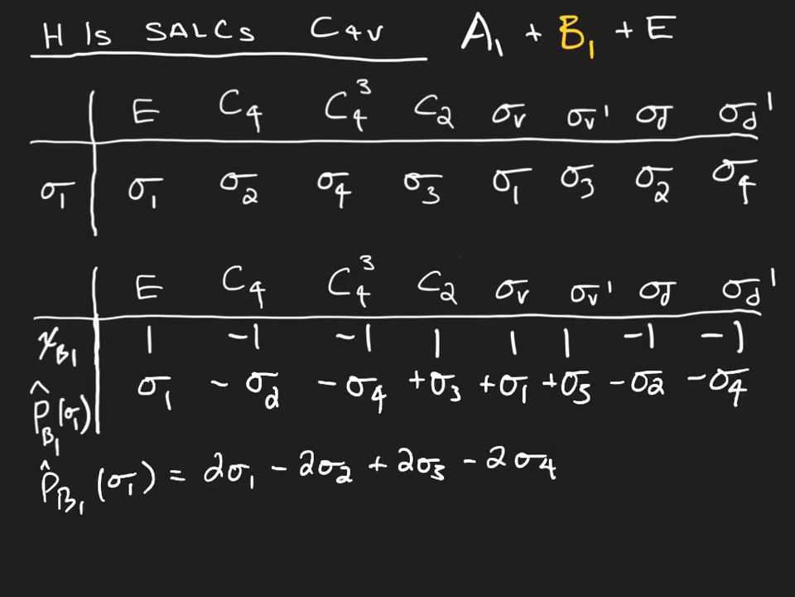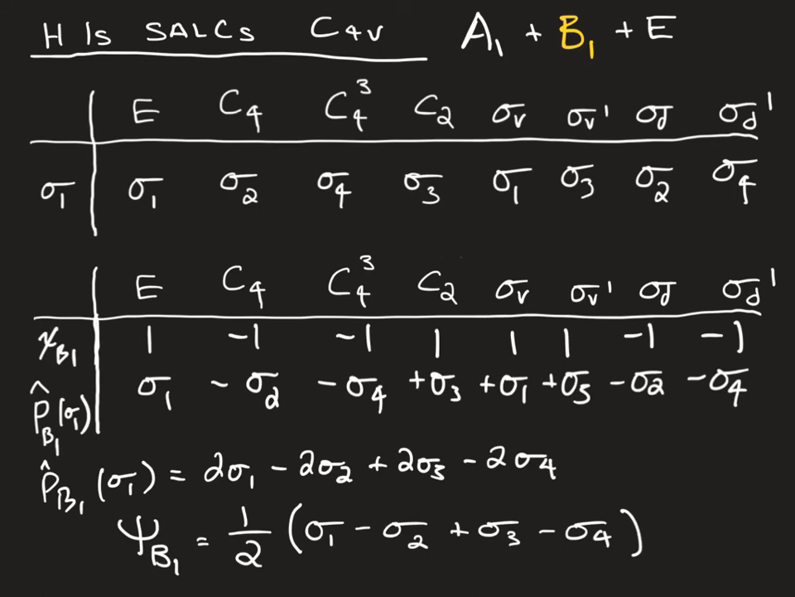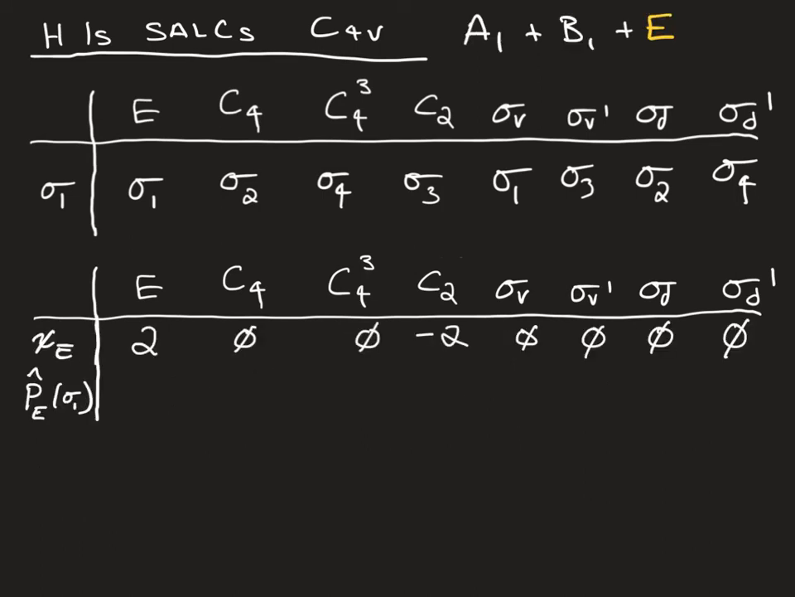So we have that common 2 terms. This is approximately equivalent to sigma 1 minus sigma 2 plus sigma 3 minus sigma 4. So the normalized wave function for the B1 SALC is 1 over 2, so 1 over root 4, sigma 1 minus sigma 2 plus sigma 3 minus sigma 4.